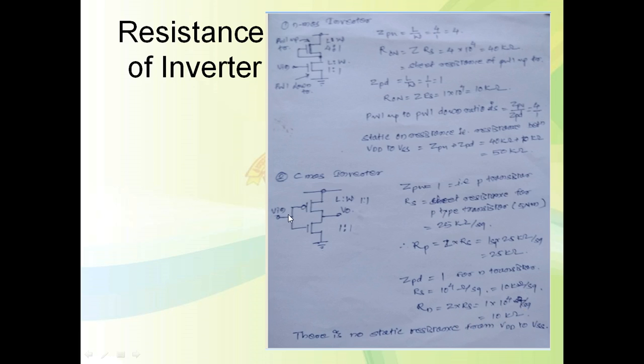You know that the input can be either 1 or 0. There is no condition where both transistors are on at a time, and hence there is no static resistance from VDD to VSS. In the case of the NMOS inverter there is a static resistance from VDD to VSS, but here there is no such resistance, because both transistors are never on at a time. Either one or the other is in a high impedance state, and only one transistor is on at a time.